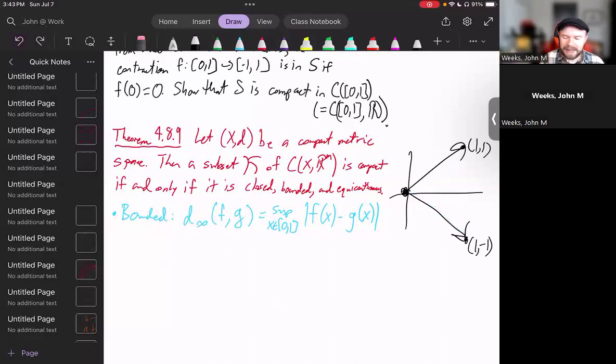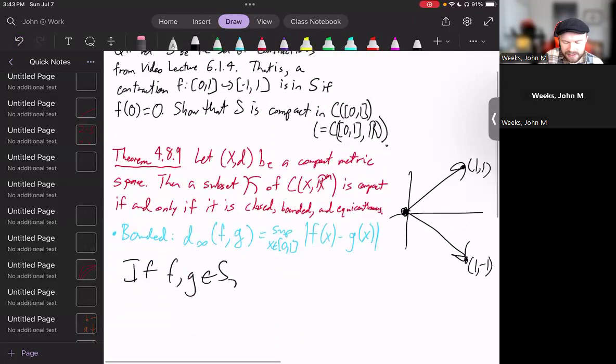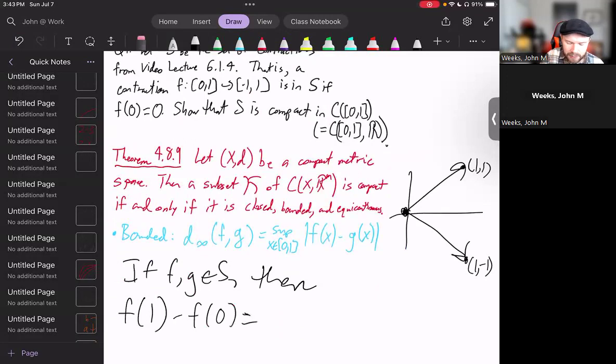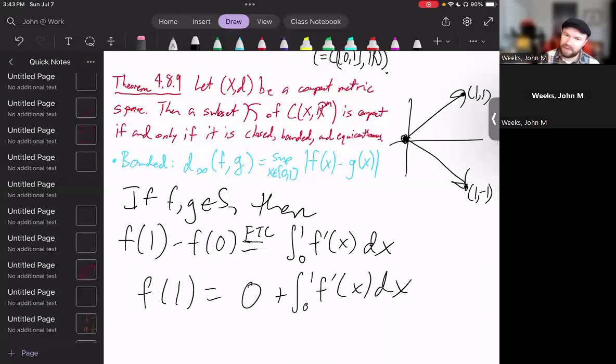So what does that mean about any two functions inside of the set S? If f and g are in S, then we know that f of 1 is equal to... In fact, this is the fundamental theorem of calculus here. f of 1 minus f of 0 is equal to the integral from 0 to 1 of the derivative of that function in between those two values. That is, f of 1 is equal to 0 plus the integral from 0 to 1 of f prime of x dx, by adding over f of 0 and also subbing in what we know f of 0 to be.